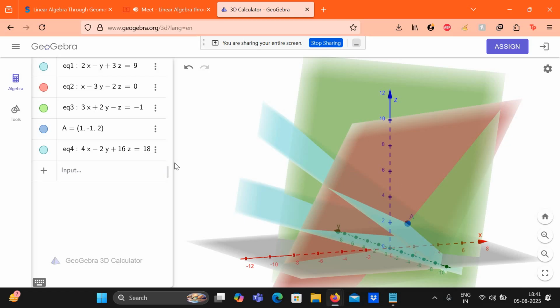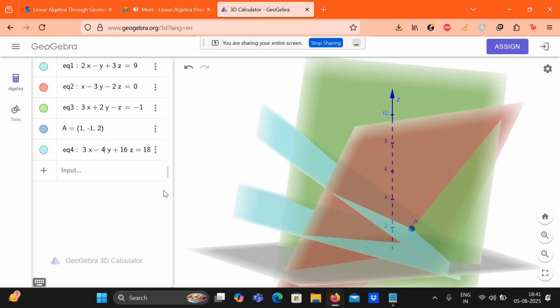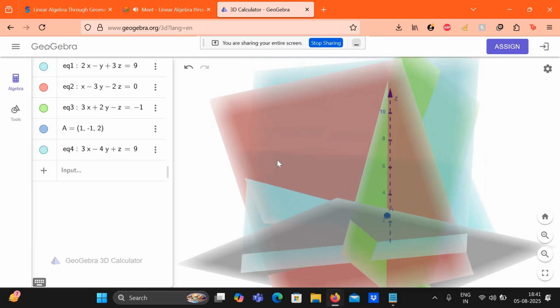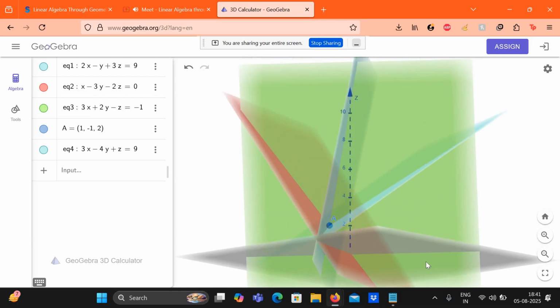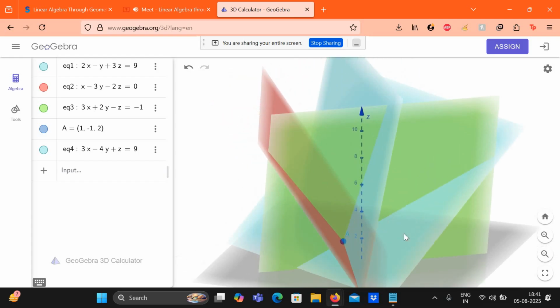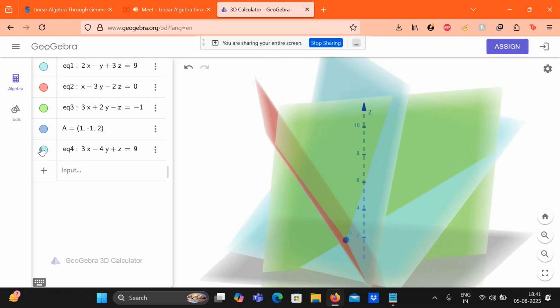But, for example, I'll plot an equation here, and that is say 3x minus 4y plus z equals 9. So all of them are intersecting at the same point. Can you see? This gray one is not a plane. The gray one is just showing the x versus y axis. These are the colored ones. Look at the colored ones.